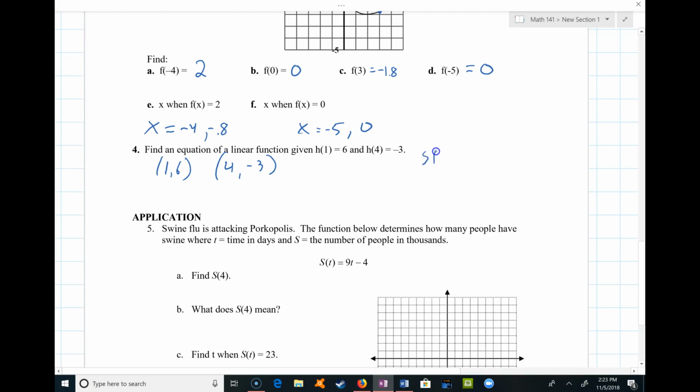So if you remember, slope can be found by the change in y over the change in x.